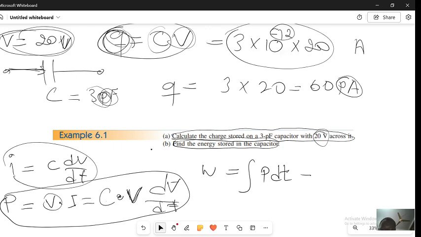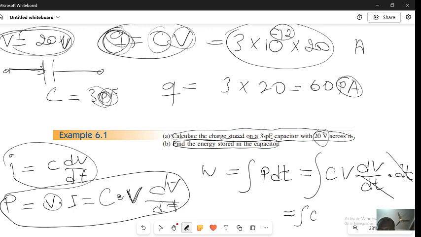So I will have the integration of C V dV/dt with respect to dt, meaning this dt and this dt will go out. Now finally I will have the integration of CV dV. Now the integration of C is constant. Since C is constant, I can bring it out. I will have finally the integration of V dV.